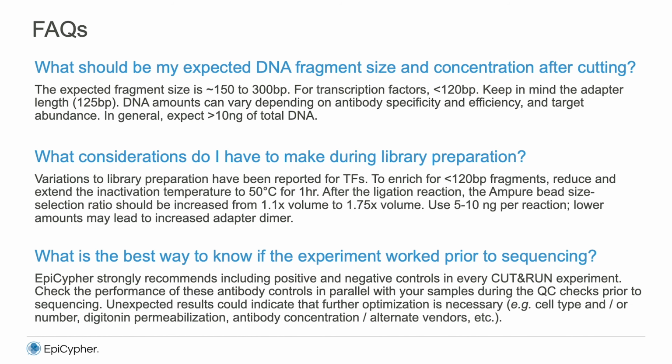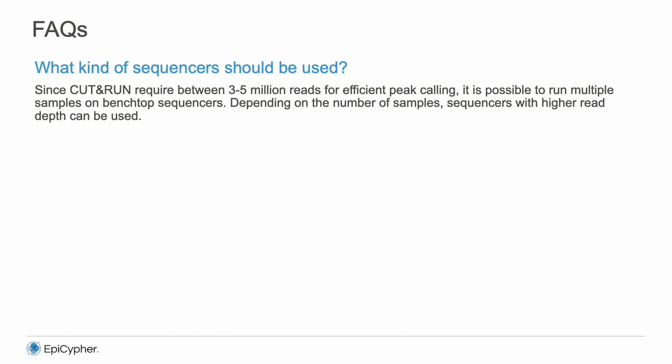Results from challenging cell inputs or targets may be ambiguous, so EpiCypher recommends including positive and negative controls in every experiment. If the QC checks for the positive control perform as expected, then you can proceed to sequencing. If sequencing results for challenging cell inputs and targets are not satisfactory, further optimization may be necessary. The low sequencing depth requirements of CUT&RUN make it possible to run multiple samples on benchtop sequencers. Typically, you will only need between 3 and 5 million reads per sample.